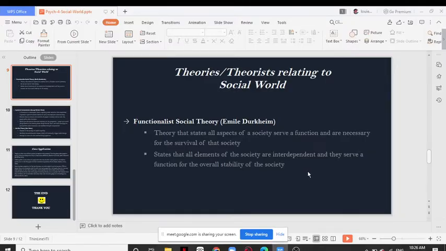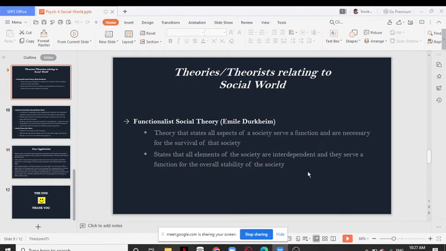So, good day everyone. Today we will continue our report starting from the theories relating to social world and its case application. So the first one is functionalist social theory. Functionalist social theory by Emil Durkheim.